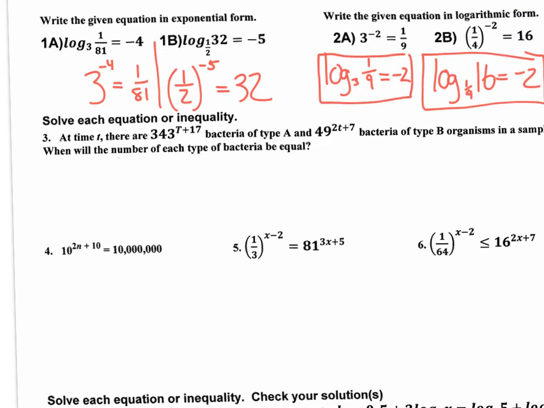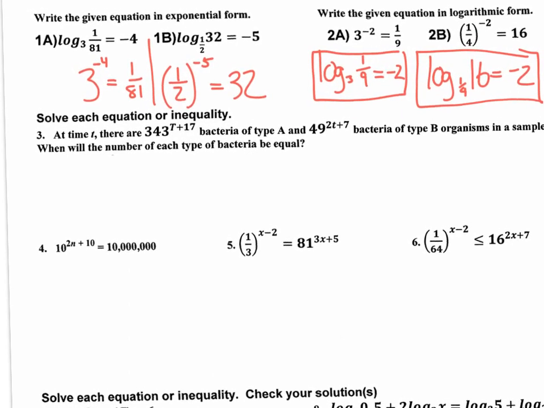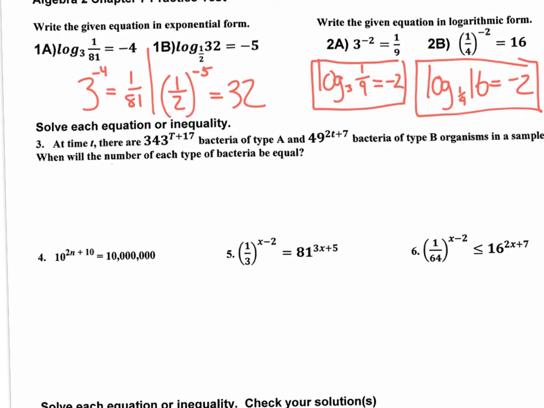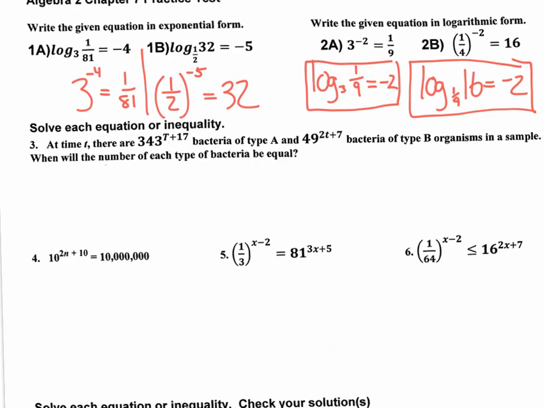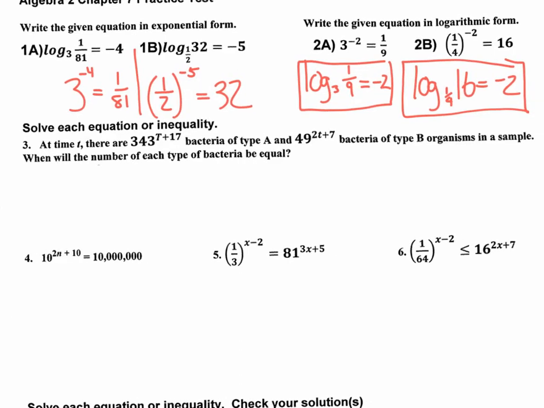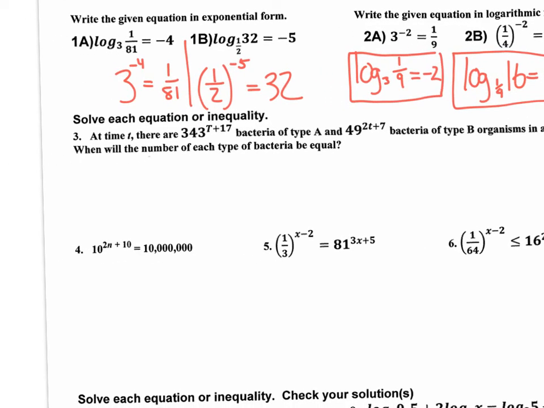Number 3 may look like a confusing question, but it's really pretty simple if you think about it. It says at time t, there are 343^(t+17) bacteria of type A and 49^(2t+7) bacteria of type B. When will the number of each type of bacteria be equal? So simple as that. When it says when will it be equal, let's set them equal to each other.